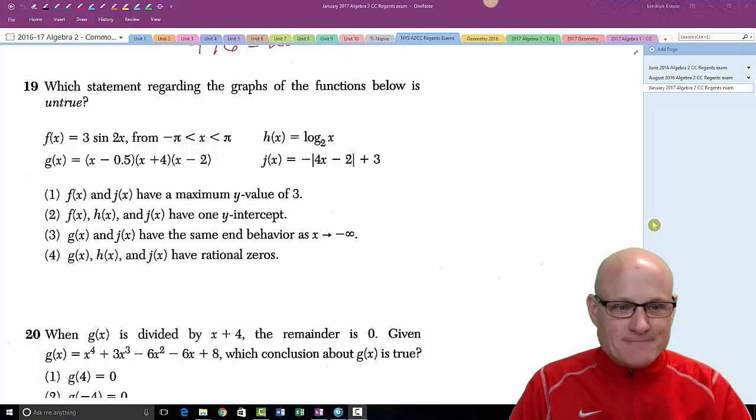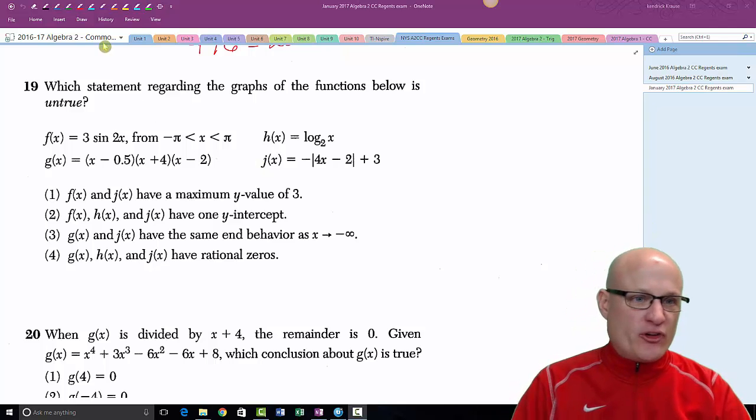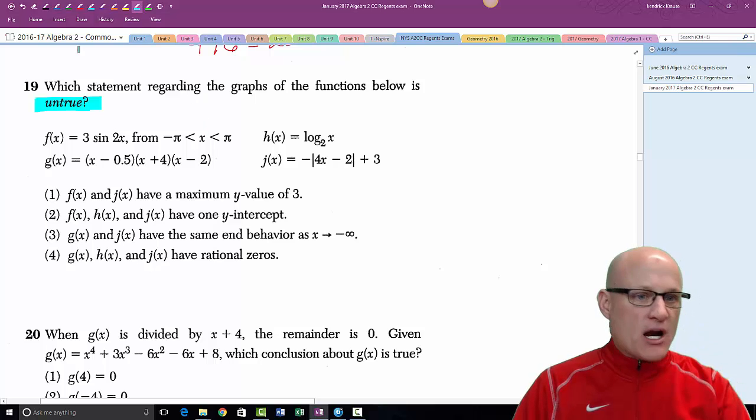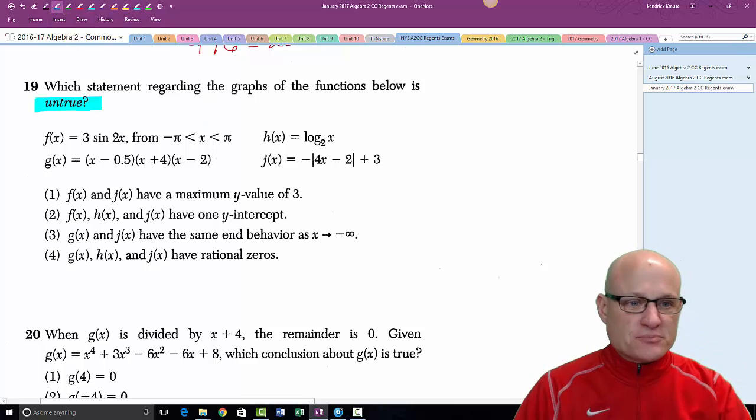All right, New York State. You and your nots and your untruths and your falses. Enough of this crap. Read the question, kids. Which one is not true? All right, so let's take a look. F of x is a sine function from negative pi to pi. I don't really care what it looks like.